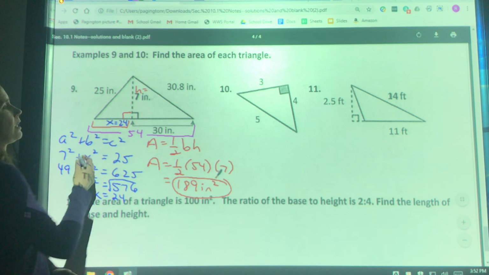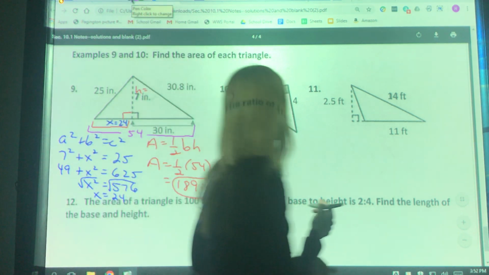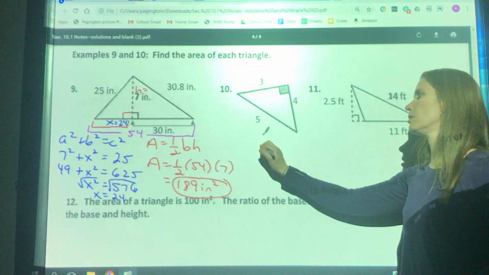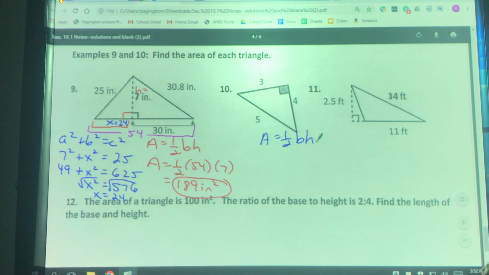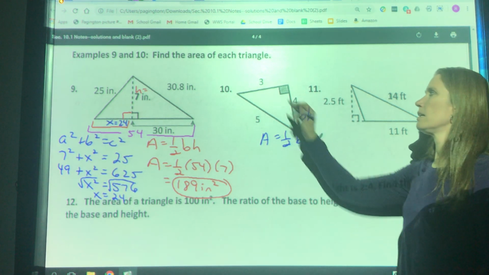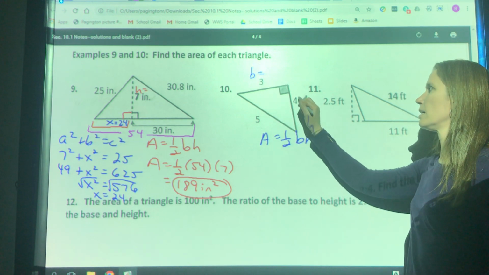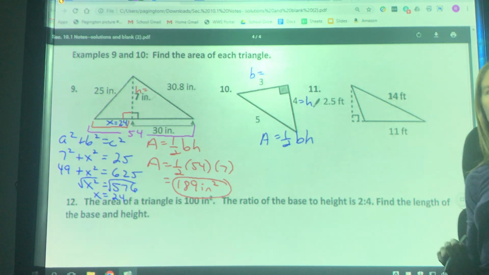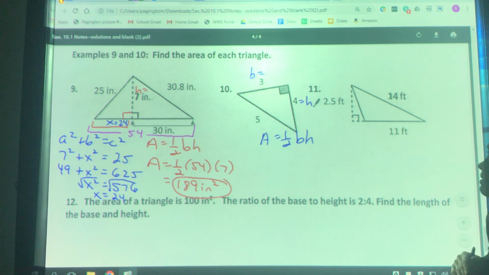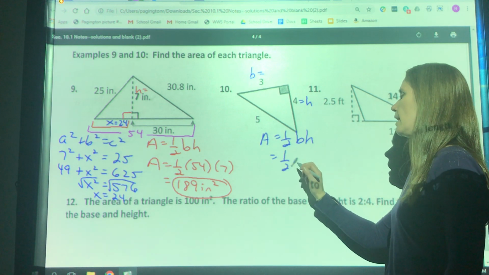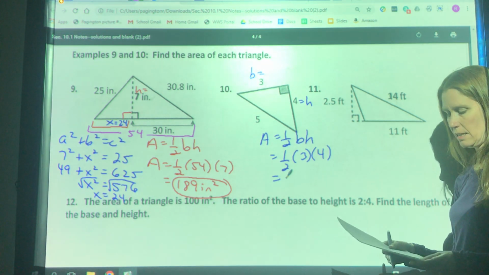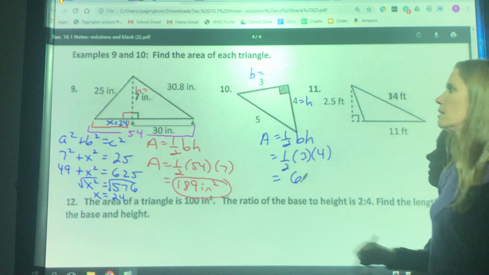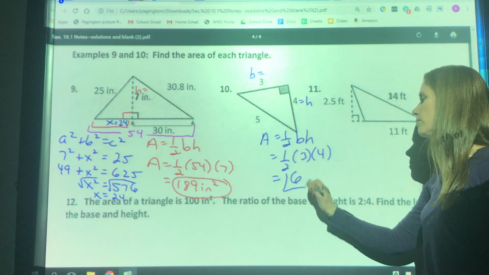All right, if we look at the next one, number 10, we know that again it's a triangle. So I'm using my triangle formula for area, 1/2 base times height. Base and height have to form a right angle with each other. So in this case, I can consider this to be my base and this to be my height, because since it's a right triangle, those two sides are the ones forming a right angle with each other. So I get 1/2 times 3 times 4, and once I get that plugged in, I end up with 6. And they didn't give us units on that one.